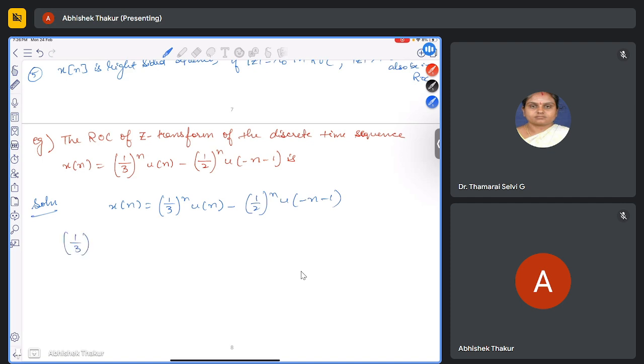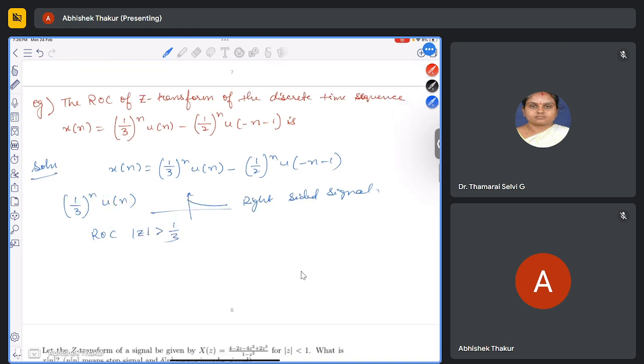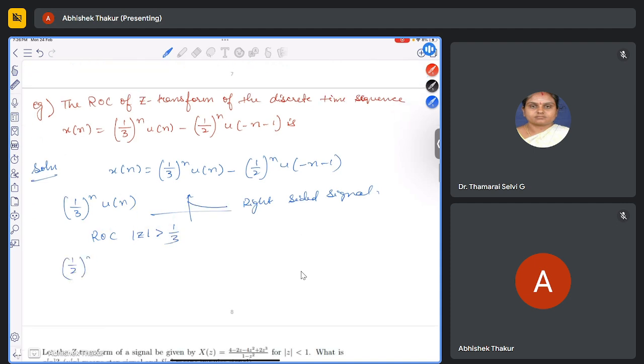So (1/3)^n u[n]. This is something like this sequence. Okay. So this is a right-sided signal. So the ROC will be |z| greater than 1/3. Okay. The second one, (1/2)^n u[-n-1]. This is a left-sided sequence. Okay.